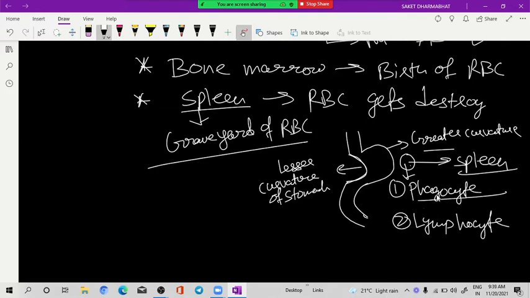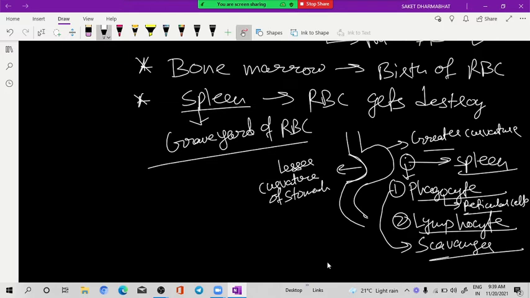So what is the use of this phagocytic cell? Phagocyte cells are also called reticular cells. If dead RBCs are coming, this phagocytic cell, also called the reticular cell, they are eating that RBC. So that's why they act as what? Scavengers. Scavenger means those who are cleaning, like sweepers.